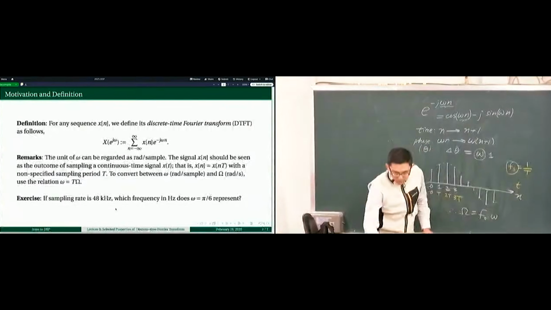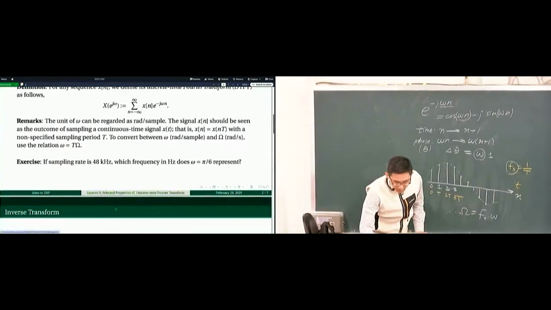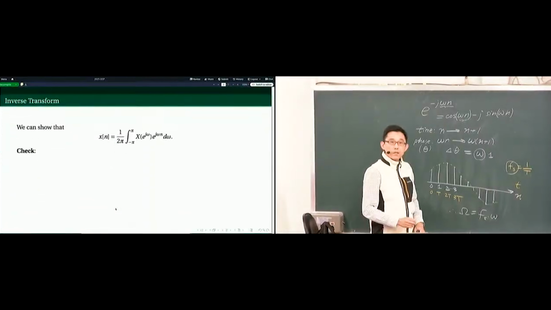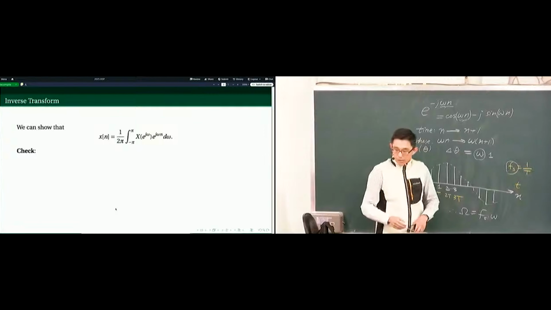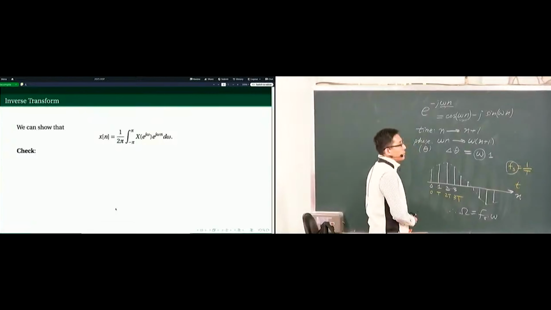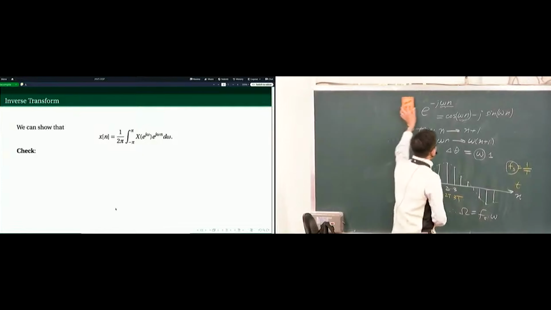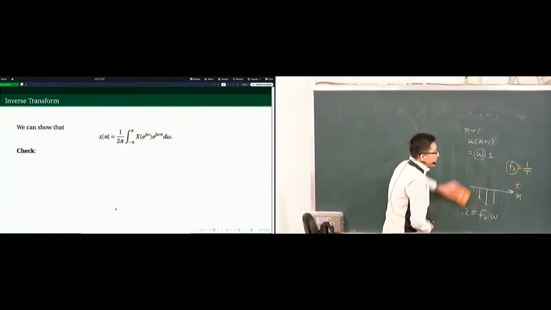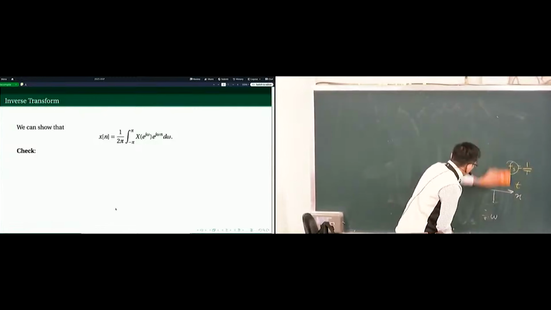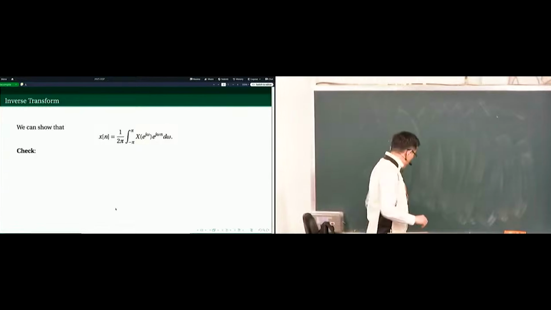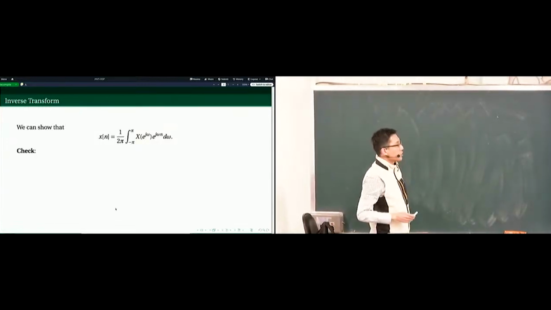And next, I'm going to talk about the inverse transform. Let's talk about the inverse transform. Maybe we can erase this part. So here is a result we can check.